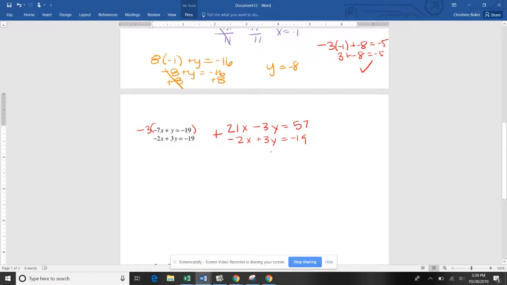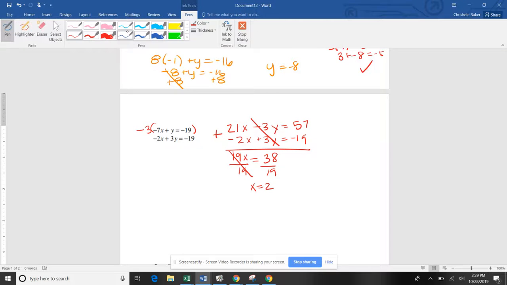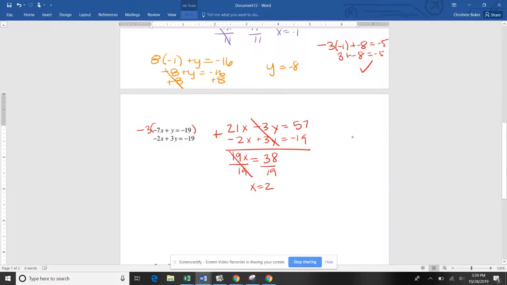So I'm going to add my equations together. And this is going to give me 19x. The y's eliminate. And 57 minus 19 is 38. Divide by 19. And x is 2. Plug that x into wherever I feel like. Bottom one.